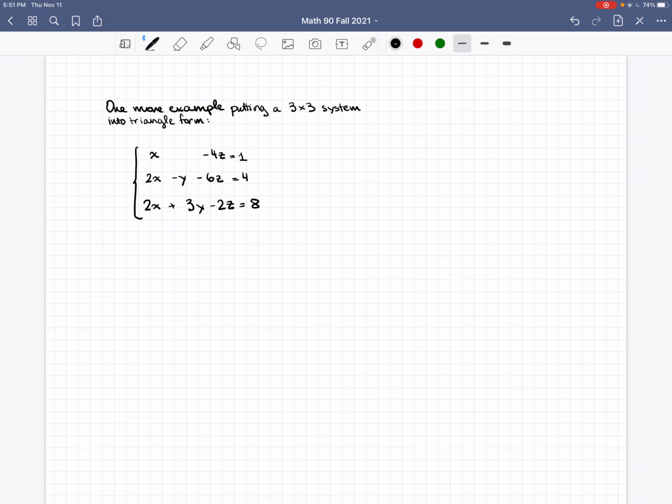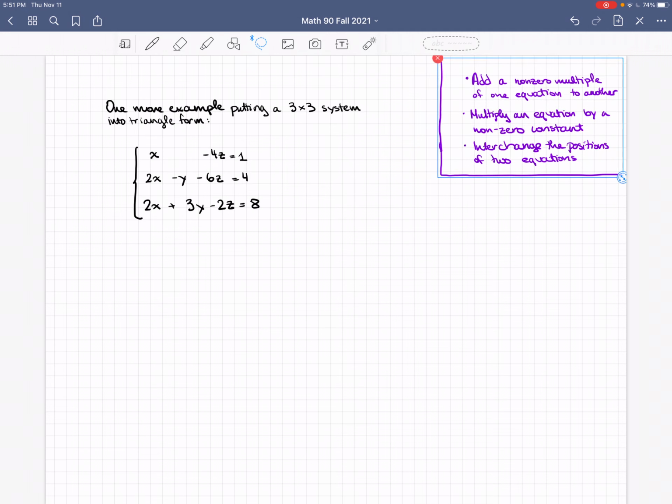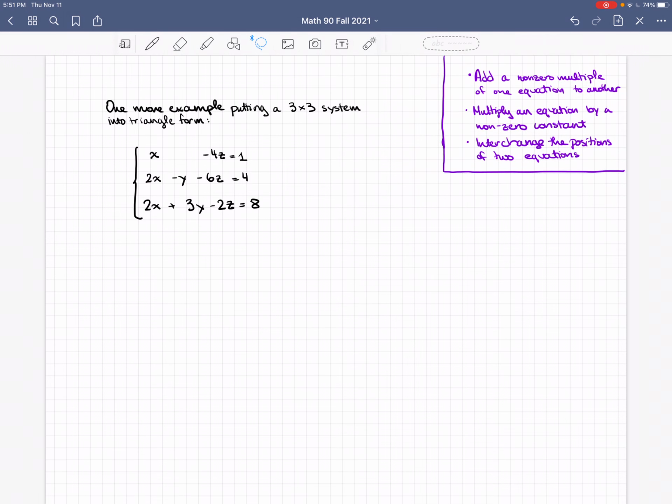That in mind, let us once again paste in our guiding principles for what we are allowed to do in putting a system into triangle form. And let's take a look at this system. So we'll number the equations like we always do.